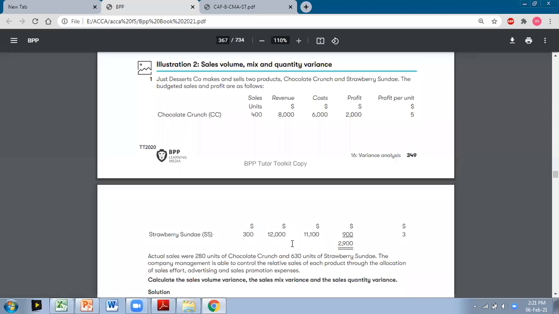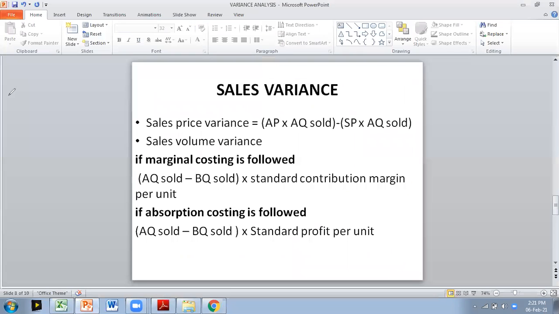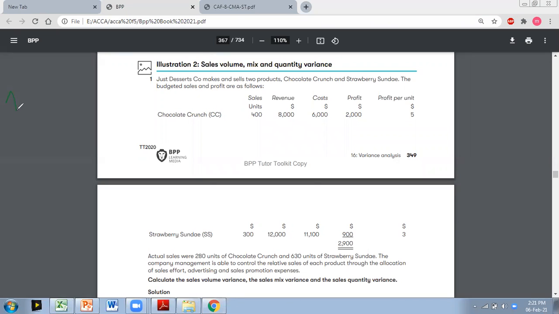Now we are going to take this for both of the products, for chocolate crunch and for strawberry sundae. For chocolate crunch, we will take actual quantity minus budgeted quantity multiplied by profit per unit, right? What is the actual quantity for chocolate crunch? Actual quantity sold was 280 units, and the budgeted quantity was 400 units, right? Multiply by profit, and profit was 5, right? You have to take the answer.